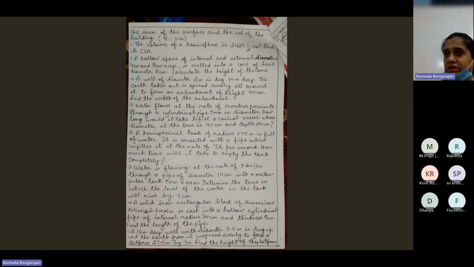This one is deceiving. It's difficult to judge what it means. The questions will be clear, so don't worry about that. Find only the CSA here. Because the word surface comes in both total surface area and curved surface area, it's deceiving here. Let's do only CSA.